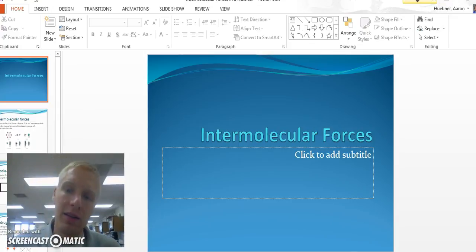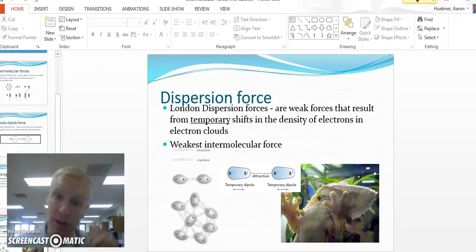There are three main intermolecular forces, one being dispersion, the other being dipole-dipole, and the third being a type of dipole-dipole, which is hydrogen bonding. So we'll start with dispersion forces. It's either called London dispersion forces, van der Waals forces, or dispersion forces, all the same thing, and they are weak forces that result from temporary shifts in the density of electrons in the electron clouds, and this is the weakest intermolecular force. So basically, just as this picture shows, you have a partial positive and a partial negative on this molecule based off of the electronegativity.